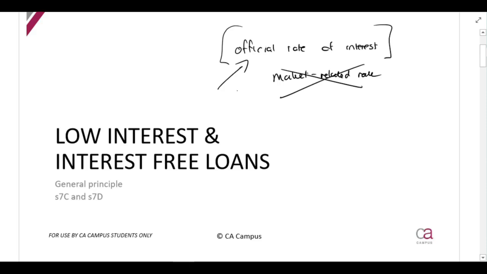Now, whenever we see a situation where we're doing something at less than what we should, there are usually some tax implications around it. So this is discussed in section 7C and section 7D to some extent. Section 7D is not as important. Section 7C is the most important.